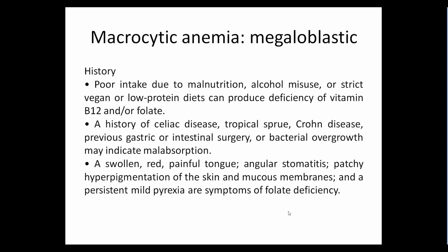History. Poor intake due to malnutrition, alcohol misuse, or a strict vegan or low protein diet can produce deficiency of vitamin B12 and or folate. A history of celiac disease, tropical sprue, Crohn's disease, previous gastric or intestinal surgery, or bacterial overgrowth may indicate malabsorption. A swollen, red, painful tongue, angular stomatitis, patchy hyperpigmentation of the skin and mucous membranes, and persistent mild pyrexia are symptoms of folate deficiency.